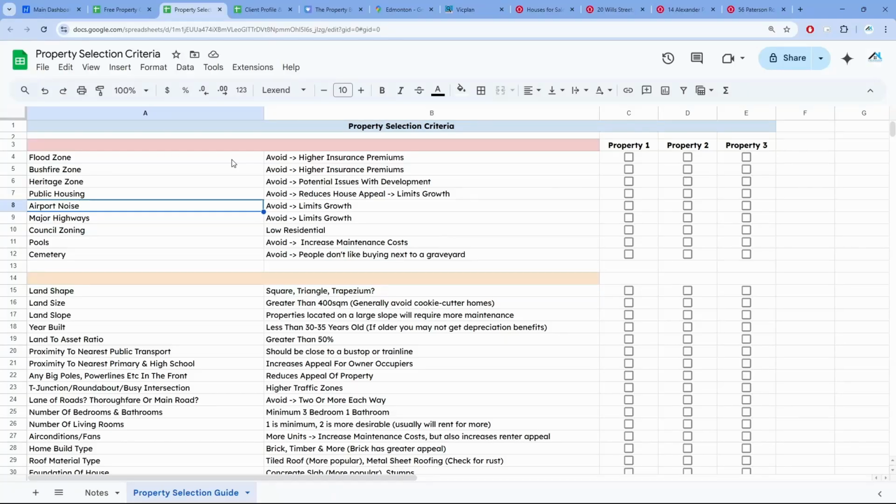Airport noise. We want to be avoiding airport noise because, well, let's be honest, no one wants to have flying aircraft above them. All you have to do is look at Western Sydney Airport and all the people that are complaining about planes flying over their houses. Think about what's going to happen to their property prices. It could be stagnant for a very long time.